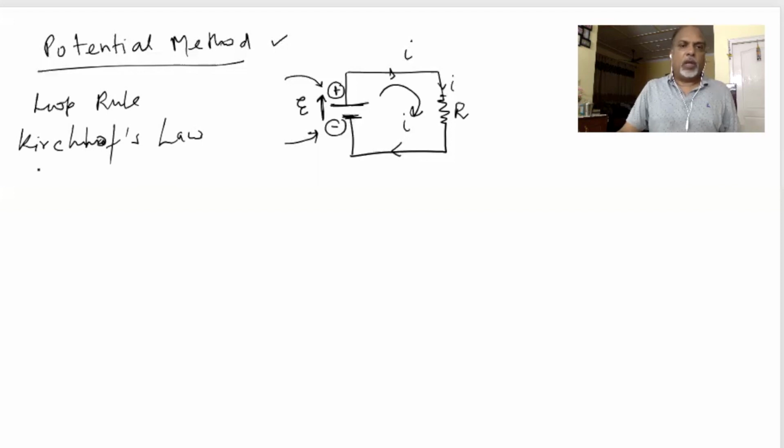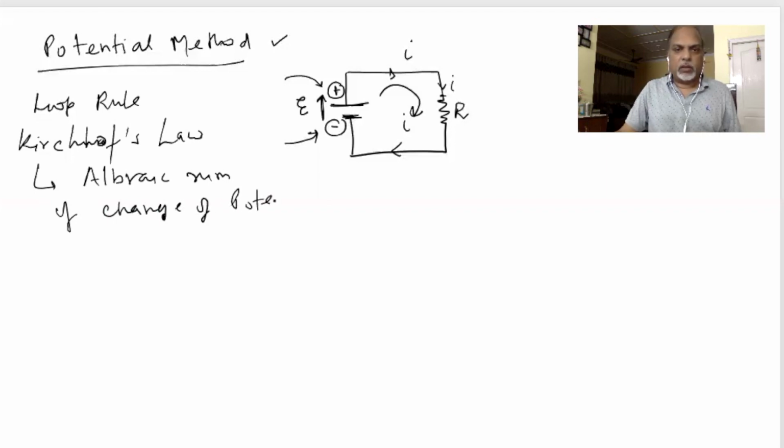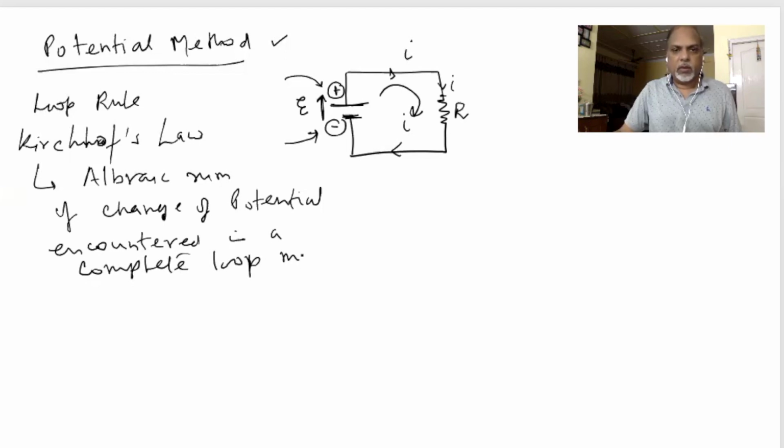Okay. What is this law? The algebraic sum of changes of potential encountered in a complete loop must be 0. You can note this down.